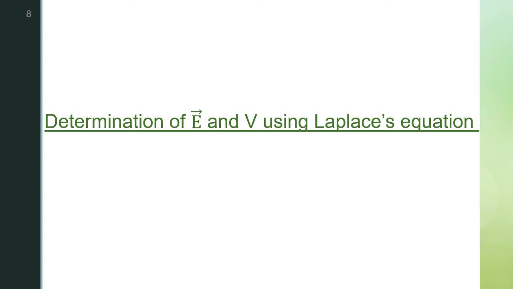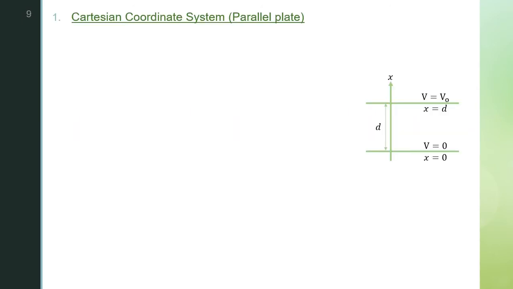Now we'll see how to determine E and V using Laplace equation in different coordinate systems. So first, we'll consider Cartesian coordinate system. Cartesian coordinate system means it is in X, Y, Z. Here we are taking two parallel plates located at x equal to 0 and x equal to d. So the separation between the plates is given by d.